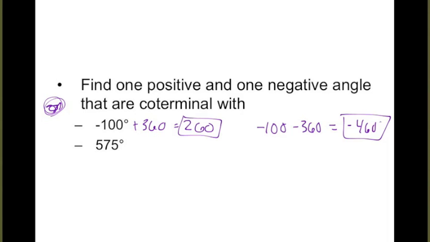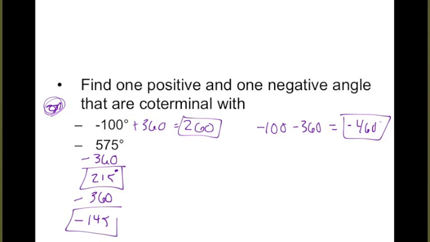For 575, I can subtract 360. I could also start by adding, and that would be a totally fine thing to do. That'll give you a positive answer. But subtracting also gives you a positive answer. And you need a positive and a negative. So I'm going to start by subtracting, and then I'm going to subtract again. So I get one positive and one negative answer. Questions?